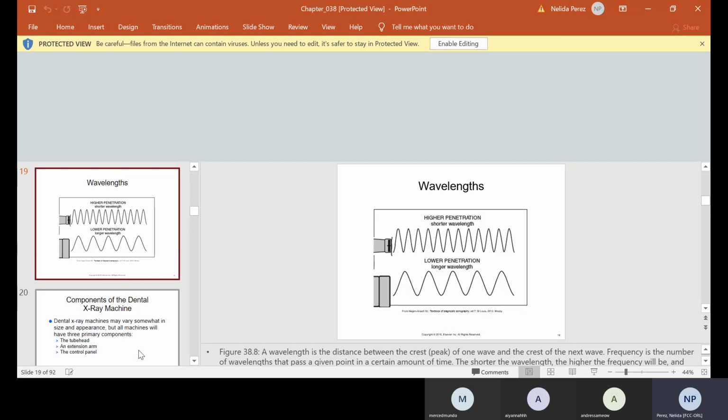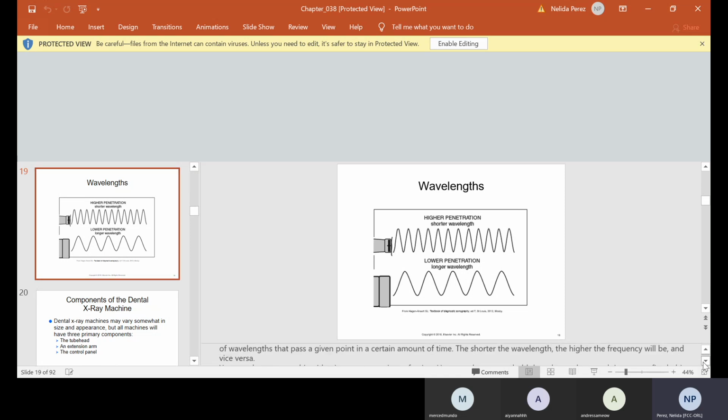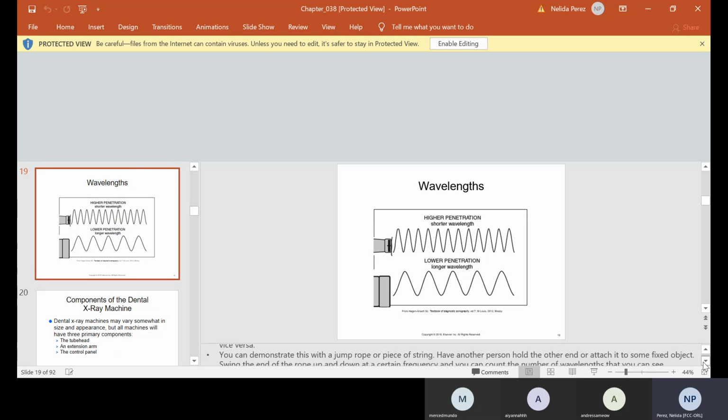Here's how wavelengths look. This is the shorter wavelength on the top over here, and this one is the longer wavelength. The wavelength is the distance between the crest, also known as the peak, of one wave and the crest of the next wave. And the frequency is the number of wavelengths that pass a given point in a certain amount of time. The shorter the wavelength, as I mentioned before, the higher the frequency will be, and vice versa.